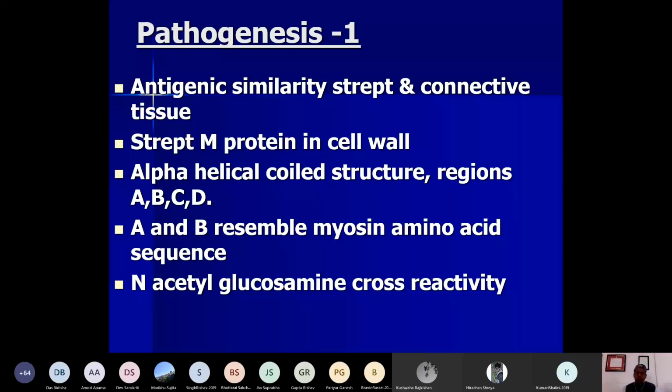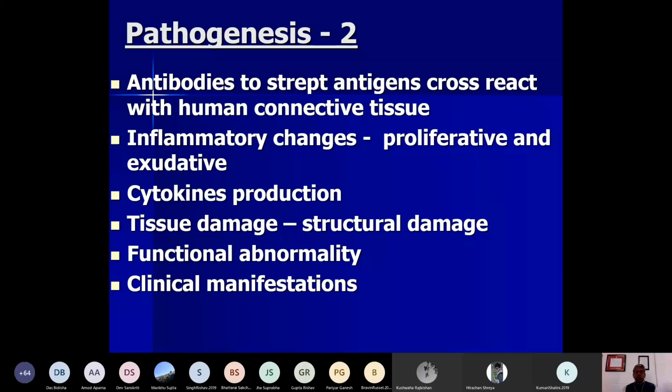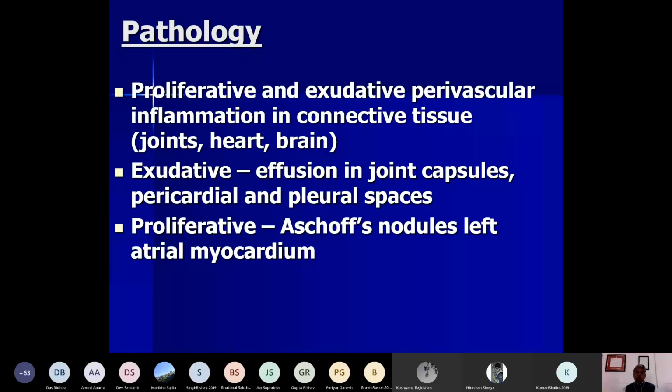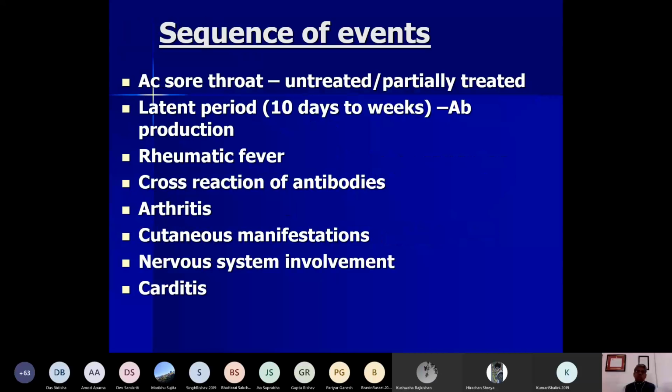The pathology is that the M proteins stimulate the acquired immune system, stimulation of both antibody production as well as the T cells, and therefore those antibodies and T cells identify our own antigens as foreign antigens, and depending on the site of those antigens, involvement could be of the joints, cardiac valves, skin, or myocardium. The proliferative and exudative changes of inflammation occur, which can lead to scarring and subsequent damage to the structures.